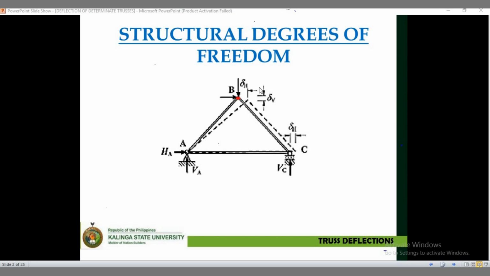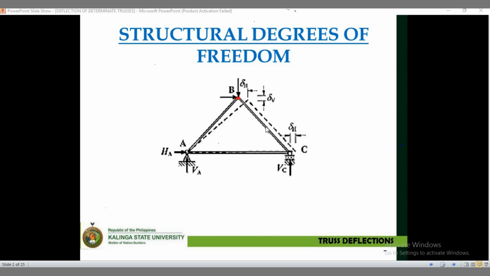We've discussed the movement of each joint. For example, for joint B, it has two movements, delta H and delta V. Then at point C, we have delta H. Now, these movements are what we call displacements. In chapter 1, all we did was count the possible displacements.